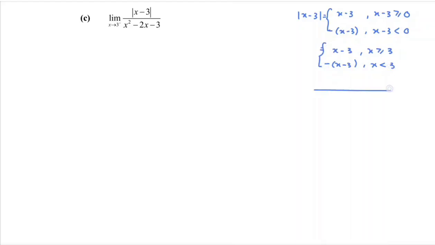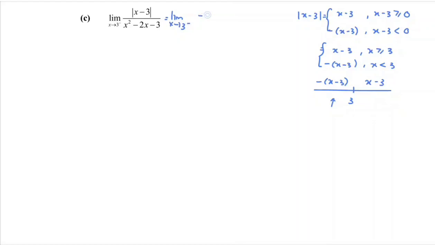If we refer to the number line, we have 3 in the middle; on the left hand side, the function is negative (x minus 3). For the right hand side, where x is greater than or equal to 3, the function is x minus 3. Referring to the question, we have 3 negative, which means 3 from the left. So we have to choose the function negative (x minus 3). Kindly substitute. Limit when x approaches 3 from the left.